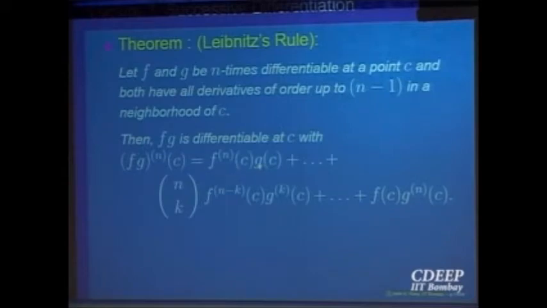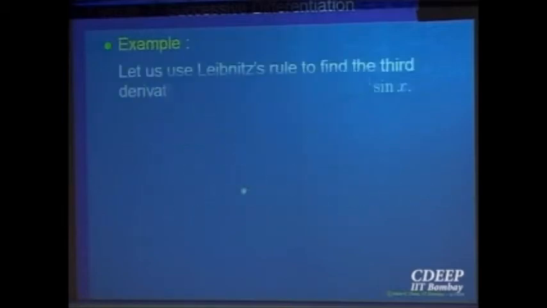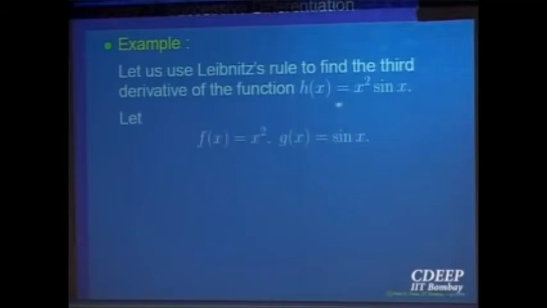f^(n) into g plus f^(n-1) into g' and so on. So the kth term will be nCk, f^(n-k), g^(k) and so on, right? These kinds of formulas are useful sometimes. For example, if you want to compute the third derivative of x square sine x, of course it is something simple, you can always do it, right? But if you are doing programming and you want to program something, then it's good to have a formula and then put the values.